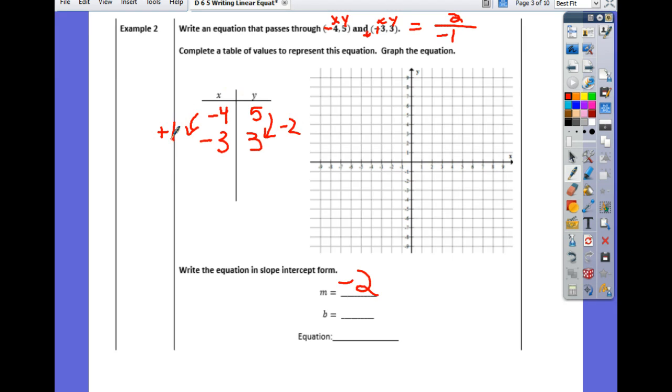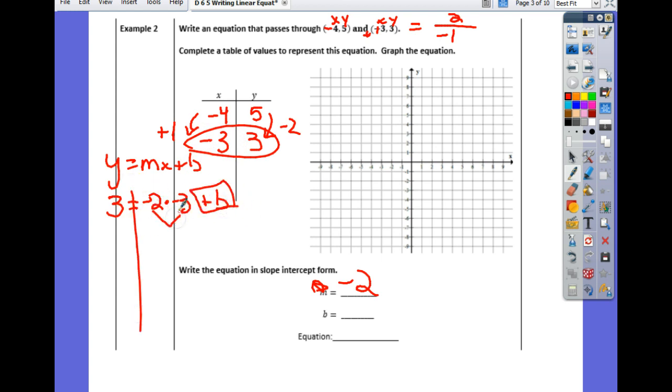But now we need to find the b, the y-intercept. Which one of these points do you want to use? The negative 4 and 5 or the negative 3 and 3? Okay, first one to say it gets it. Okay, negative 3 and 3. So what is my y? Then we're going to go y equals mx plus b. What's my y, if we're using this ordered pair? So the y is 3 equals, my m now is a negative 2 times x, which is negative 3 plus b.